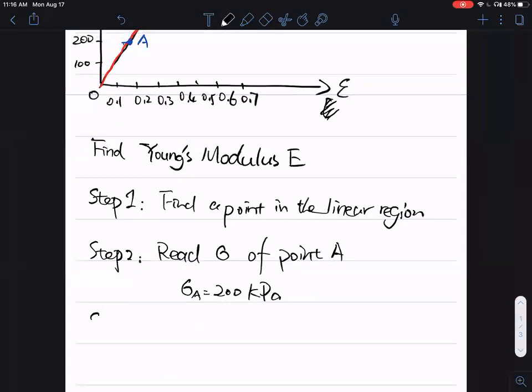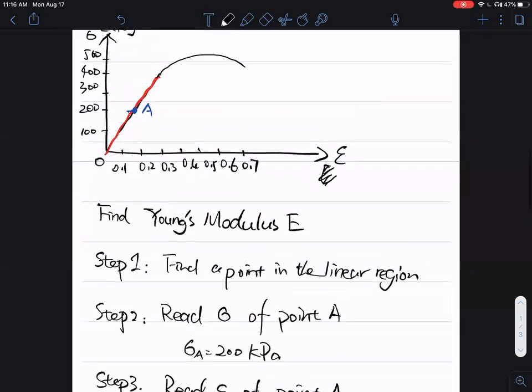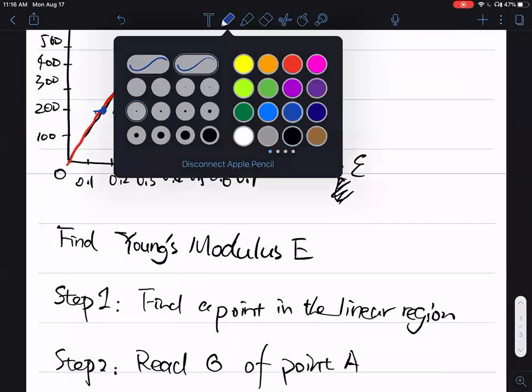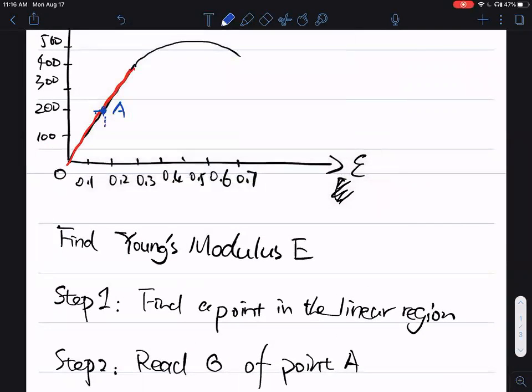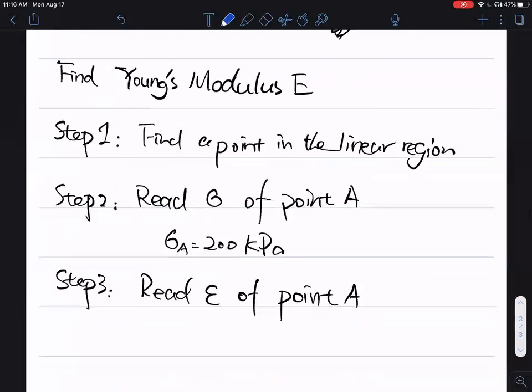And step 3 is to read what the epsilon value, the strain, of point A is. Come to the diagram. All right, it's almost 0.2. Let's see, it's about 0.19. So epsilon A is 0.19.